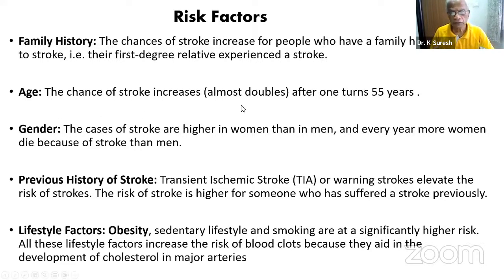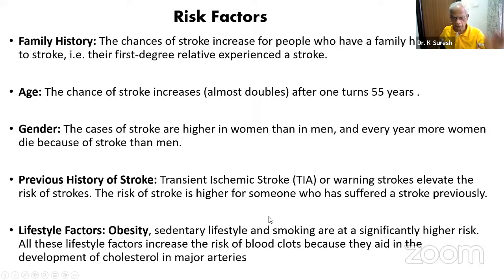Age: beyond the age of 55 years, the chances are doubling, and around 80 years or onwards, it's much worse. Strokes are higher in women than in men, and every year more women die because of a stroke than men. Previous history, that's why we call it recurrent stroke. Once you get one stroke, repeated strokes are very common.